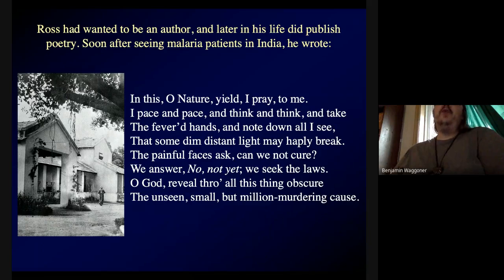And Ross, by the way, was also something of a poet. After seeing his patients in India, he wrote, "In this, O nature, yield, I pray, to me. I pace and think, and take the fevered hands, and note down all I see, that some dim distant light may haply break." Haply means luckily.